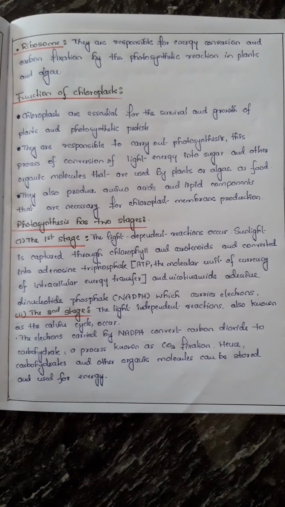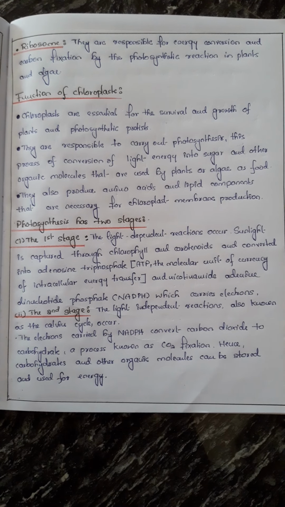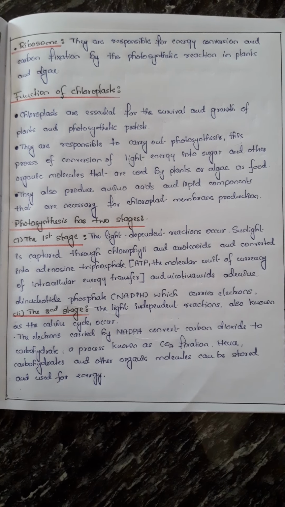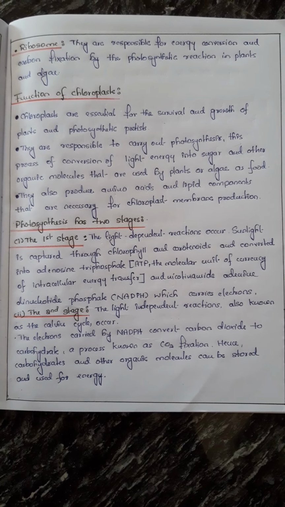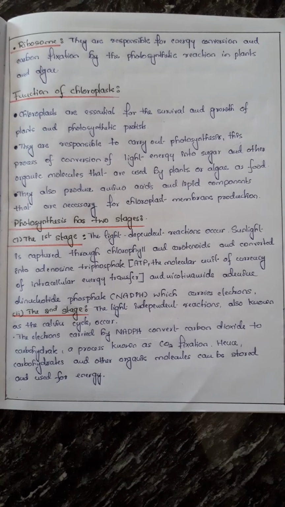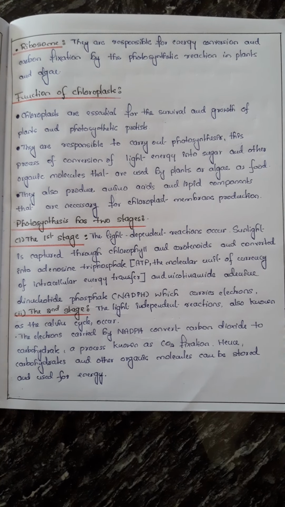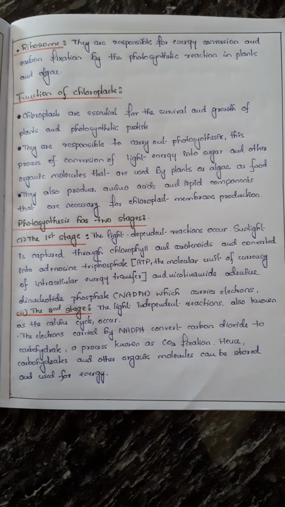The second stage, light independent reactions, also known as the Calvin cycle, occurs. The electrons carried by NADPH convert carbon dioxide to carbohydrate, a process known as carbon dioxide fixation. Hence, carbohydrates and the organic molecules can be stored and used for energy.